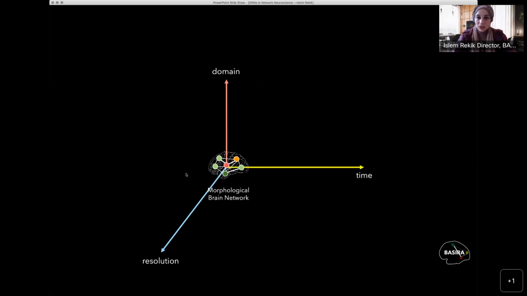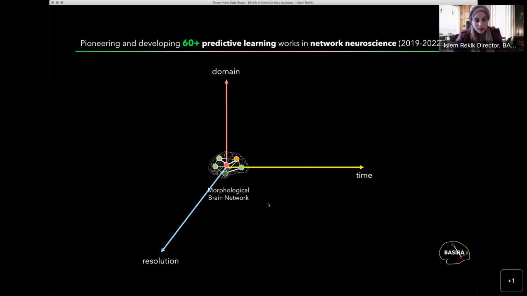The third axis is actually time, which means with a single acquisition, without resorting to acquiring more scans of the patient, we don't need to invite them to have more scans. So you're lowering time and cost. You're able to predict how this particular brain network will evolve over time, whether it's a typical or atypical evolution, which means healthy or disordered, for example. Okay, so we have developed more than 60 works to design what we call predictive learning in network neuroscience. And this is predicting brain networks across different domains, time, and resolution.